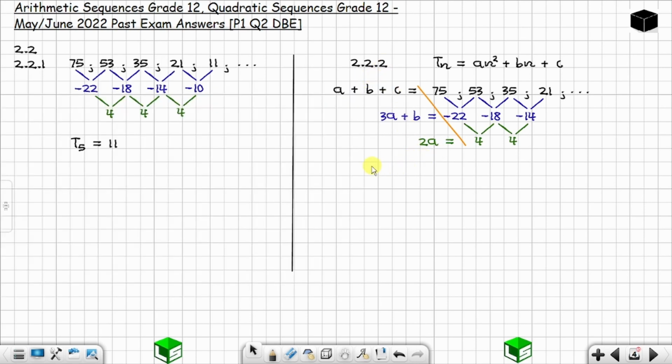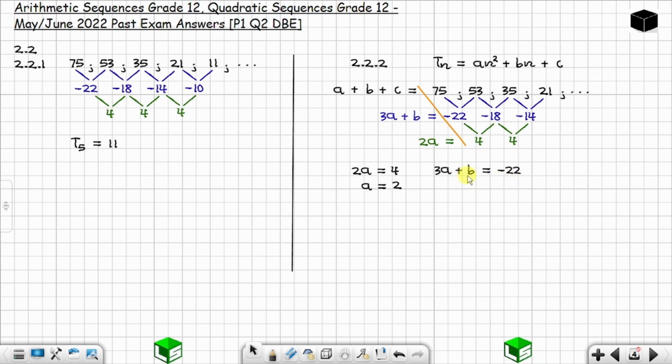So from here, you know that 2A is equal to 4. And what is A? Divide by 2 on both sides to get your A. A is equal to 2. Okay. Now you have your A. Now use this one to get your B. You have your A. So you have 3A plus B is equal to negative 22.